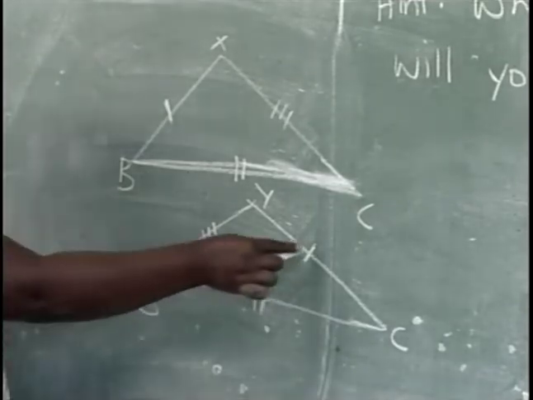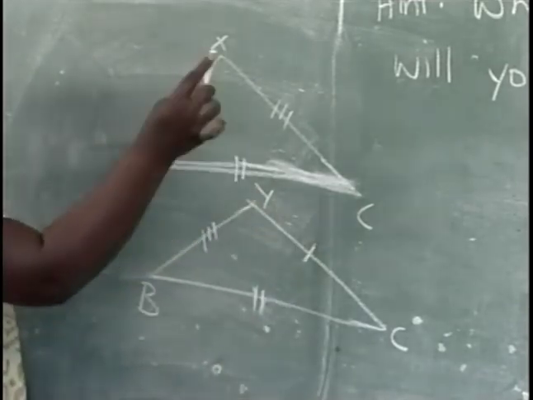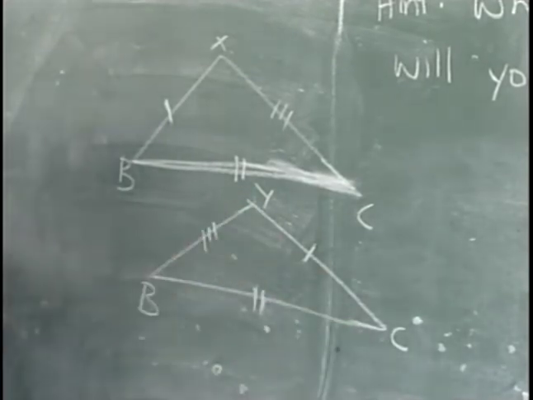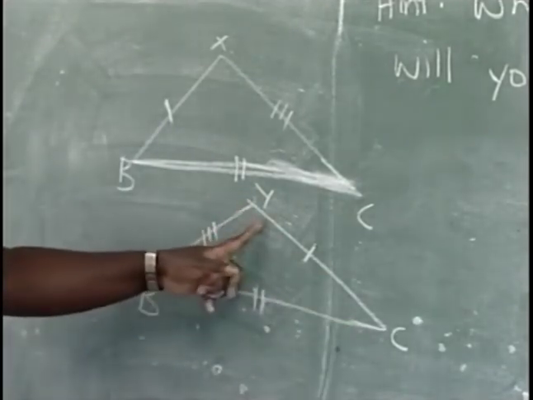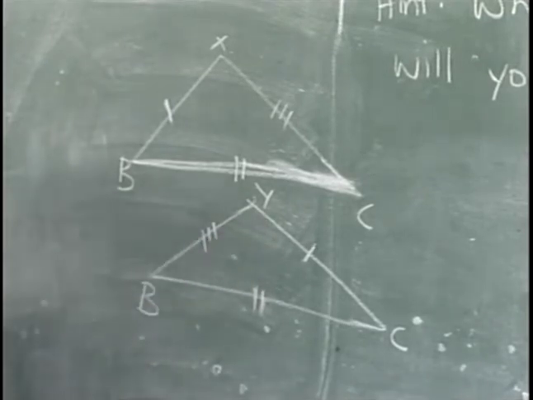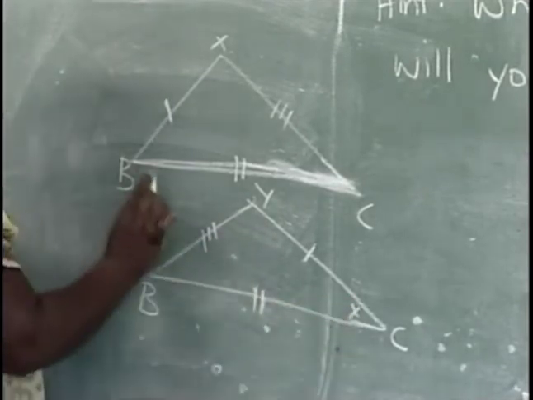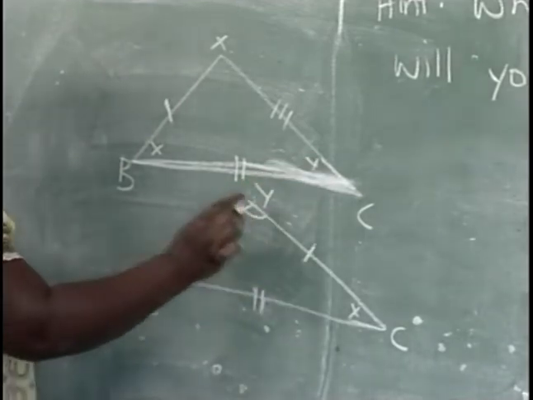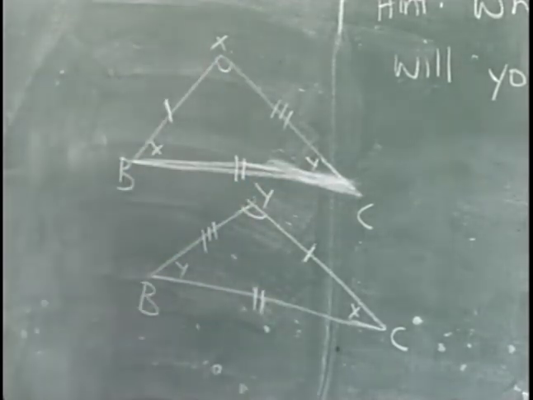Okay, because these two are equal, that means CX is equal to BY. And you can also prove that this angle will be equal to this one. This will be equal to this, and these two will be equal as well.